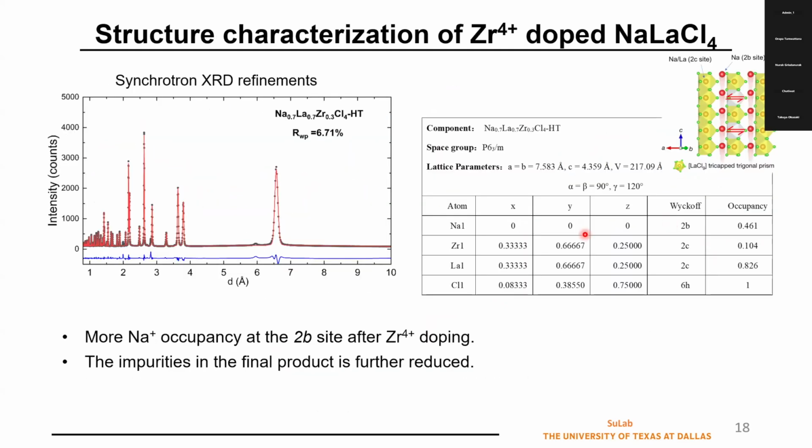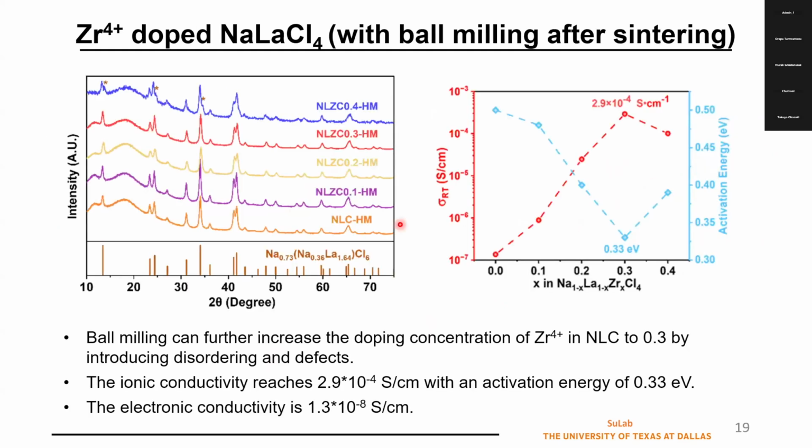And then we did one more step. After the heat treatment, we did an additional ball milling. By doing this, with the ball milling after sintering, we're able to put more zirconium into the structure. And here we can see at 30% of zirconium there are still no impurities, but when we reach 40%, we start to see some impurities. The ionic conductivity also gradually increases from 10 to the -9 to 10 to the -4. This is 2.9 times 10 to the negative 4 Siemens per centimeter, which is already high enough for solid-state sodium batteries, and the activation energy is also pretty low.